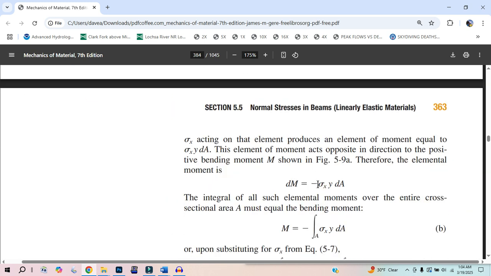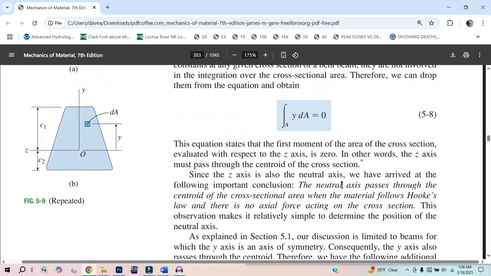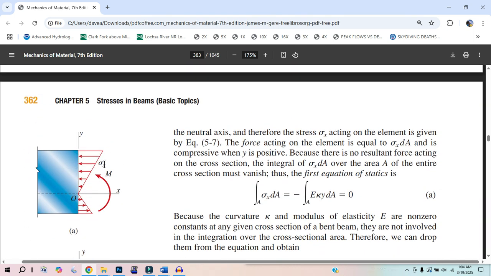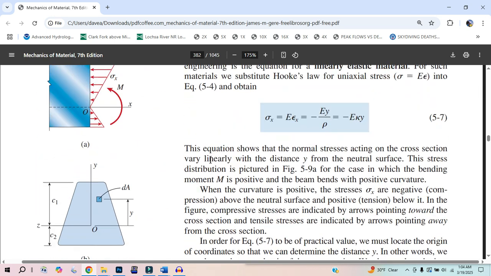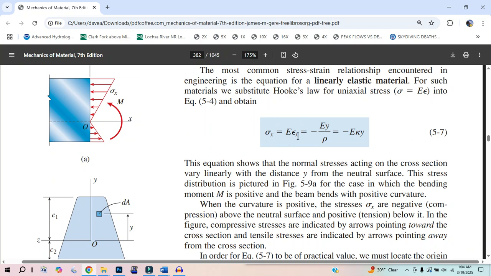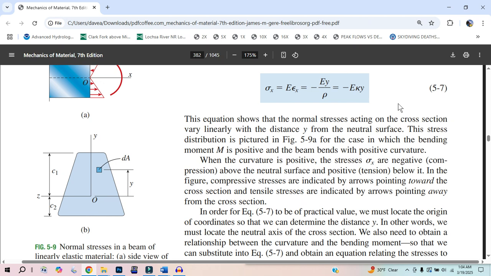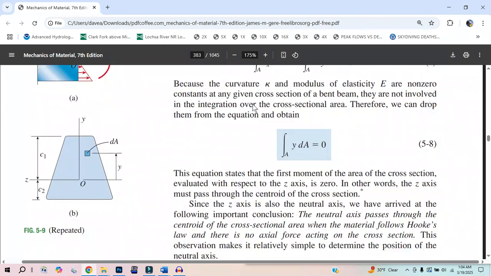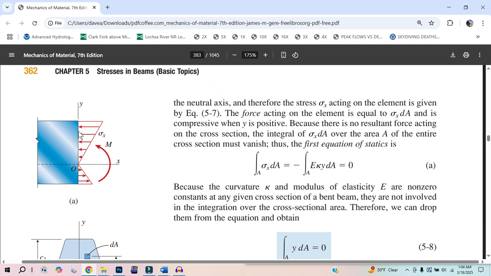So dM is going to be a negative sigma x y dA. So why is that? Let's find out. Because we know the equation for sigma, it's going to be negative, and this is where you kind of want to memorize these just so you have them in your head. Negative EKY. Sometimes it's negative KEY, but there you go. Negative EKY. So with a positive value of y, this is going to be a negative quantity. And negative just means that if I have this times the area, we're just going to have a force this direction.